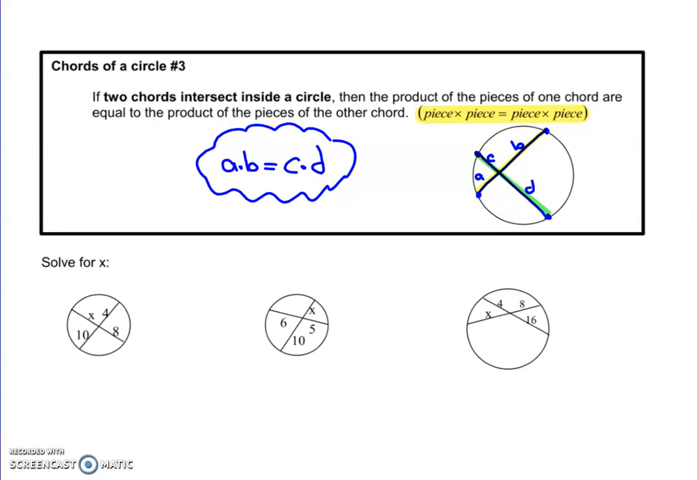In this first circle, again, you just want to identify the pieces of one of the chords. So I've got an x and an 8 for those two pieces. And then the other chord, I have 4 and 10. To create the equation, I like to use my x side first, but you don't have to. So I have 8 times x equals 10 times 4. Most of you might be able to do this in your head and go right to 8x equals 40. And you just divide by 8. So in this case, x equals 5.